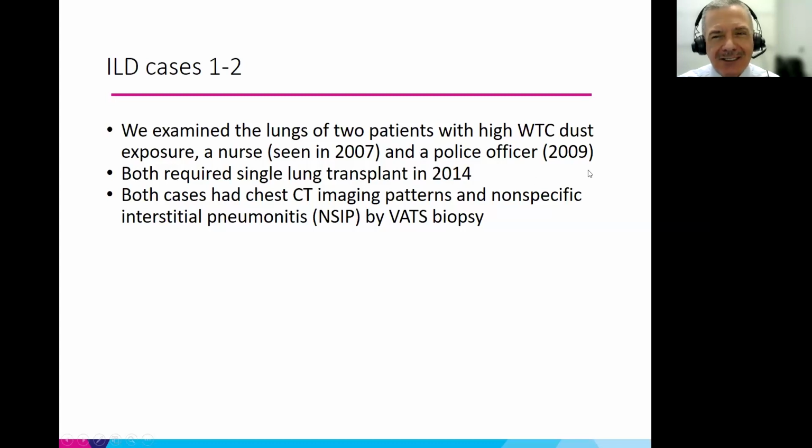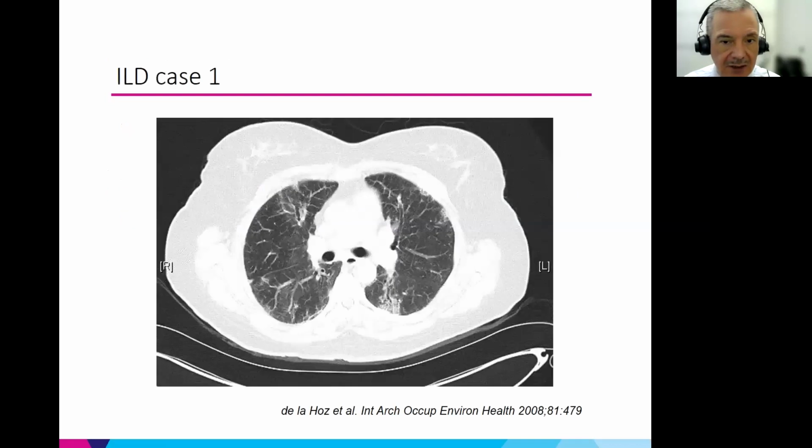At that time, given our situation and a somewhat confusing picture, we did opt for a surgical lung biopsy, doing video-assisted thoracoscopic biopsy. We had an excellent surgeon at that. We have a very good thoracic surgery service here, so this was done very uneventfully. Both of them were diagnosed with NSIP, and I followed them until their lung transplant.